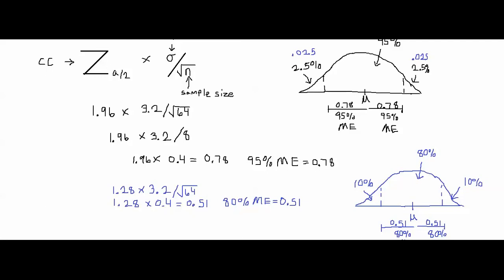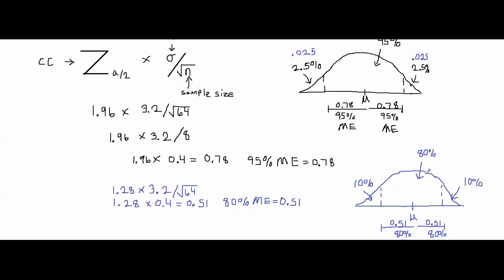So up here, when we did this work, we found out that 2.5% of the possible samples have a sample mean more than 0.78 below the population mean. 2.5% of the possible samples have a sample mean that's more than 0.78 above the population mean, and 95% of the possible samples have a sample mean within 0.78 of the population mean.